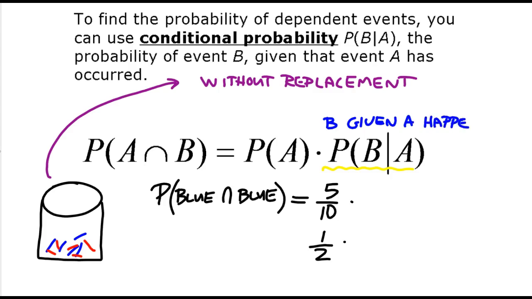So whatever event A is, it happened. So now we have to determine and tweak or change our probability of that second event because it's changed now. So the probability of B given that A happened is going to be what? If I already pulled a blue marker out, then what do I have left?